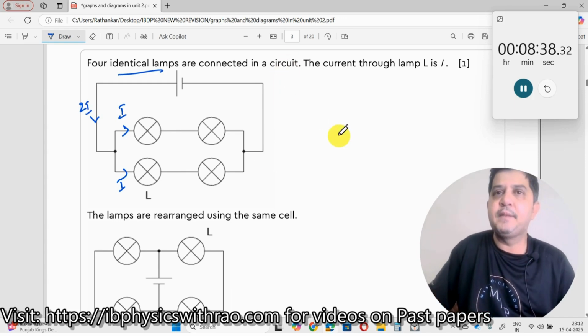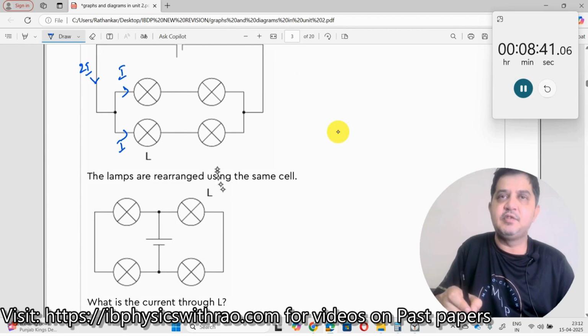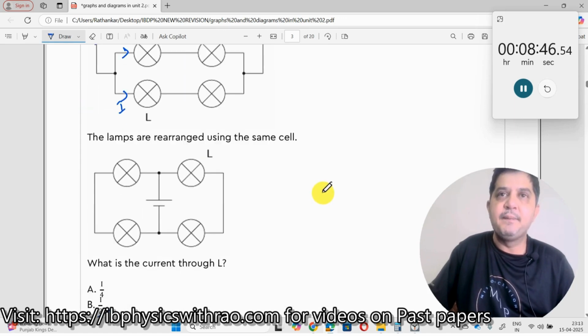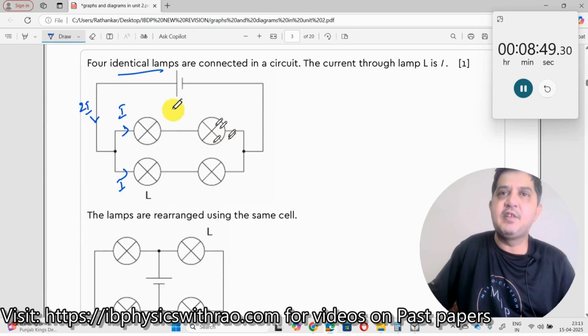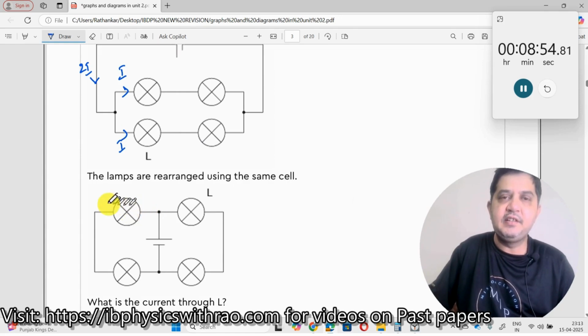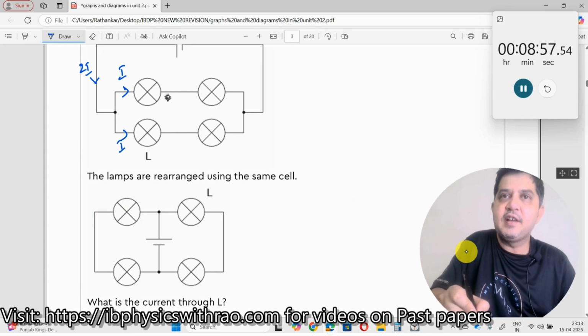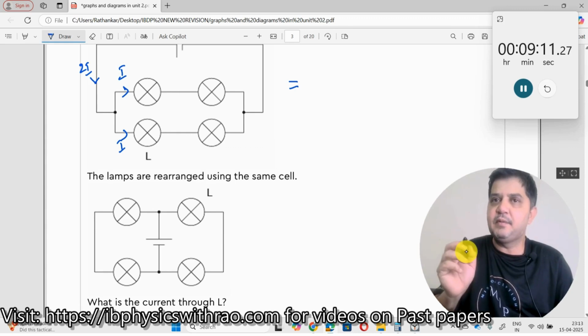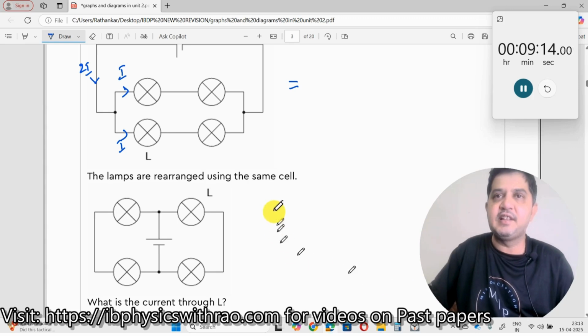Right? Next. The lamps are arranged using the same cell. What is the current through L over here? What is the difference? You had a parallel circuit initially like this, with a battery in the external circuit. Now these two circuits are being pulled away like this, and this is being pushed inside over here. If you want, I can write down the transition diagram showing how this circuit and this circuit are one and the same. If they are one and the same, the current through L is the same. It is nothing but I. Now, how do you arrive at it is the question here.